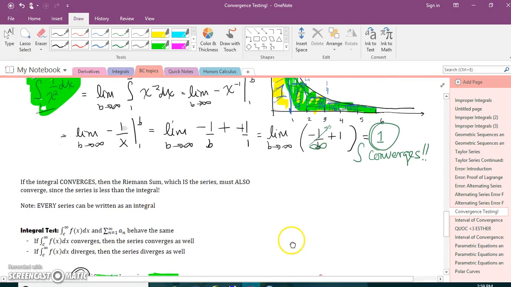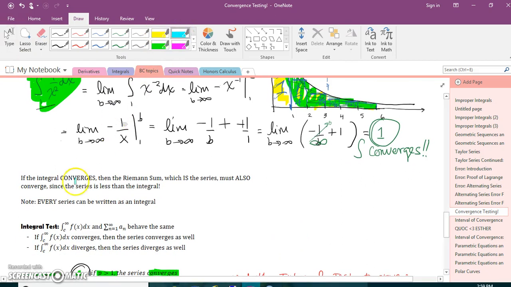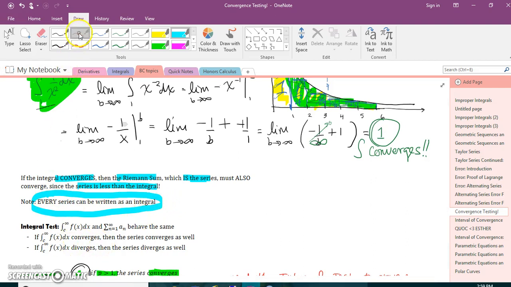So right here, this is what you want to write. Here is your integral test. If the integral converges, then the Riemann sums, which again are the series, must also converge because the series was less than the integral. And keep in mind, every series can be written as an integral, and you could apply the integral test to any series, but we'll figure out when it's more strategic to do it. So here is the third test. You did geometric, you did nth term. Now here's your integral test. The integral test is the following. If you have the function and a series, they're going to behave the same.